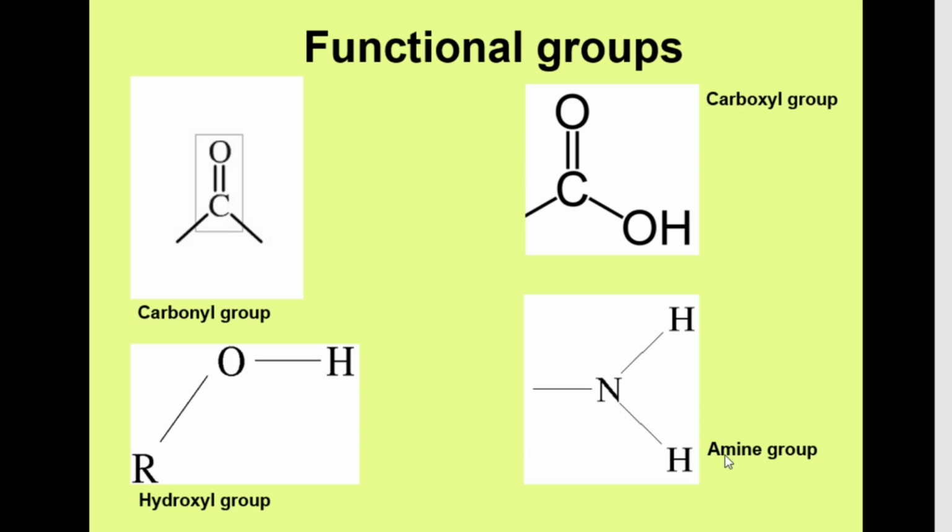I've mentioned that one of the things we're going to look at today is the monomers of proteins, and the monomers of proteins are amino acids. Here we can see two functional groups, an amino group and a carboxylic acid group, in an amino acid. These two functional groups are going to feature prominently as we go through and talk about amino acids.